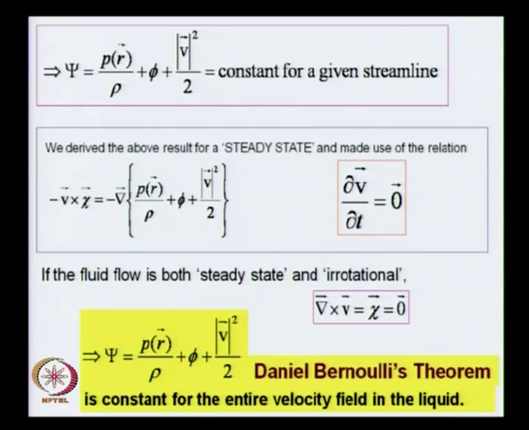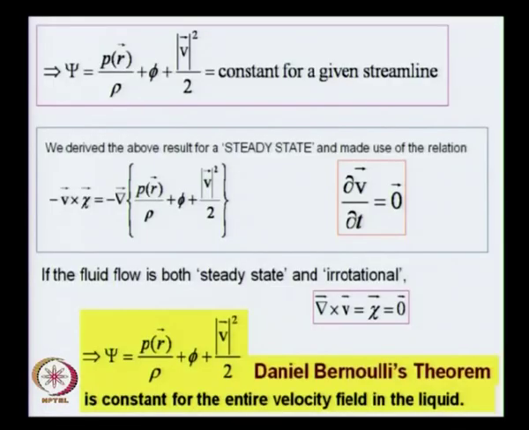Okay? If it is a constant for a given streamline, if the fluid flow is only steady state, it may have vorticity. But if it is also free of vorticity, if the vorticity chi is 0, if the velocity field is irrotational, then you have got the entire function psi to be constant for the entire field of the velocity, not just for a given streamline.